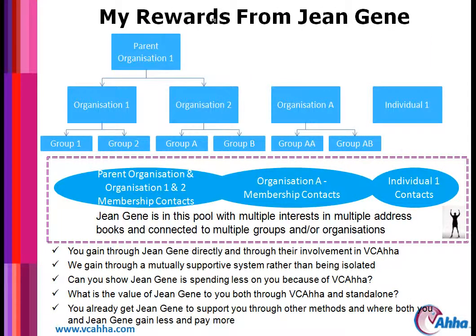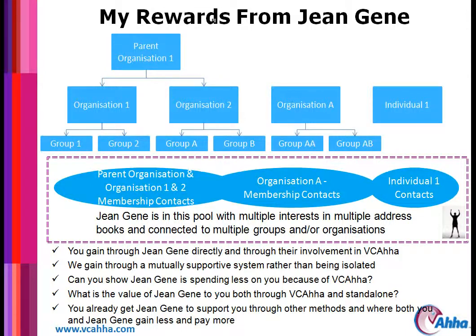Now, let's look at it from this point of view. So, we're saying, I brought Gene to the table. What am I getting for it? Well, let's look at this slide. So, we have a parent organisation. So let's say this is swimming, and let's pick the US. So the parent organisation for swimming in the US brings to the table itself and all the organisations underneath it, which is organisation 1 and 2 in this slide, and all of the groups underneath them, and bring to the table their membership contacts, and they put them into the address book.